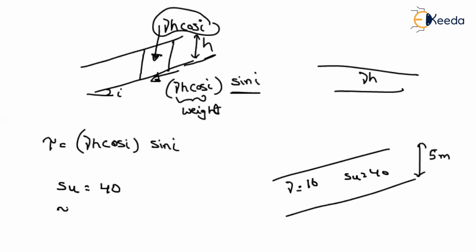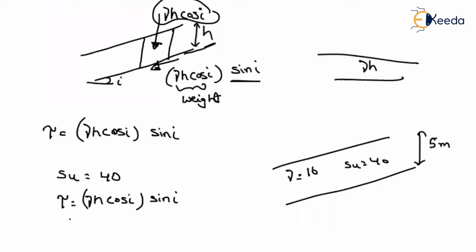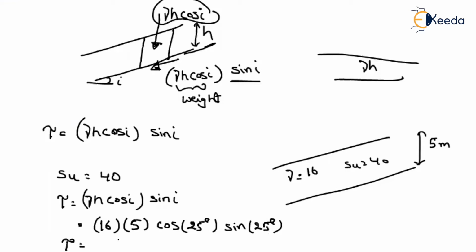What about the shear stress? That will be equal to gamma into h into cos i. This is the stress that is acting in the truly vertical direction, multiplied by sin i. Then you are getting the tangential component. Now, what about the gamma here? Gamma is nothing but 16. What about the height? 5. And what about cos i? That is cos of the slope, 25 degrees, and sin 25 degrees. Tell me how much you are getting for this tau.